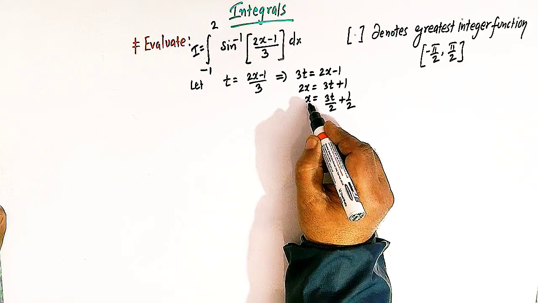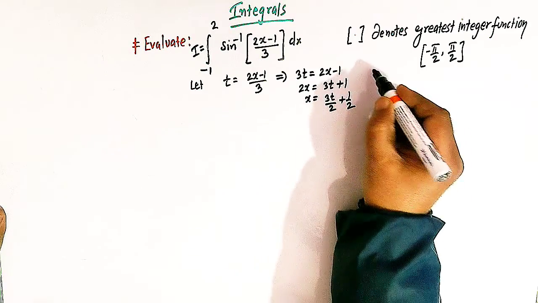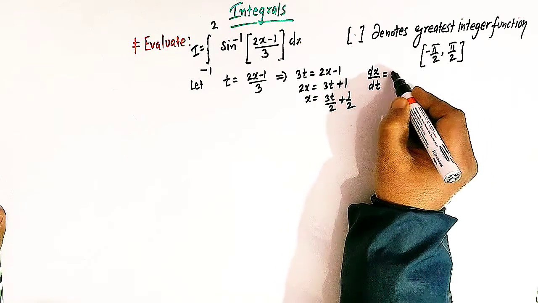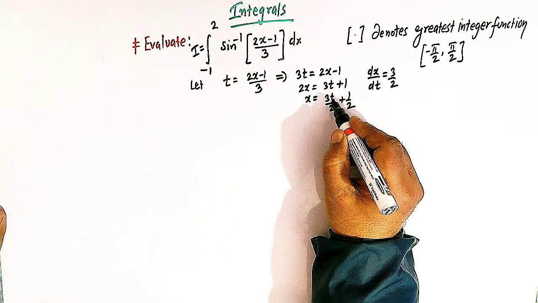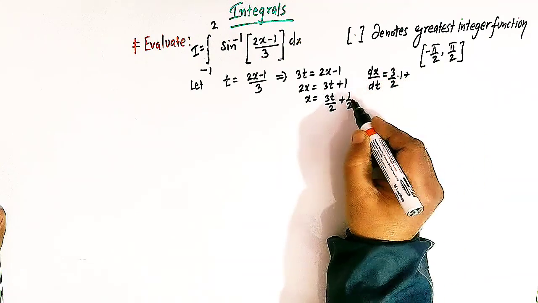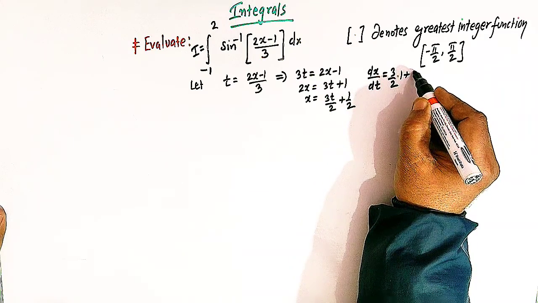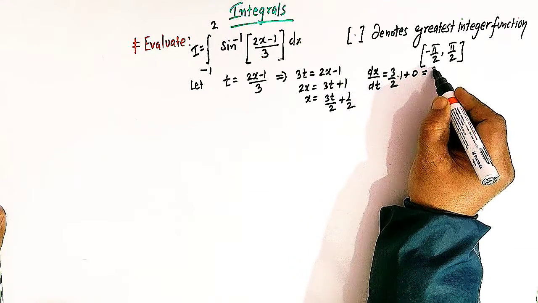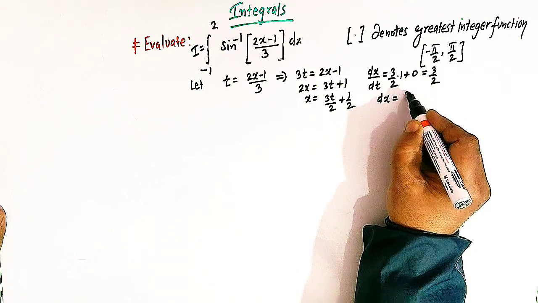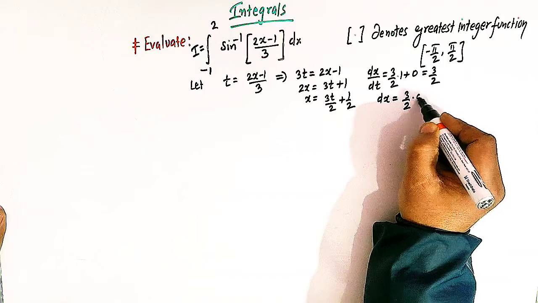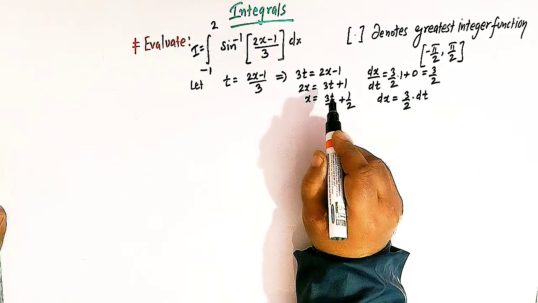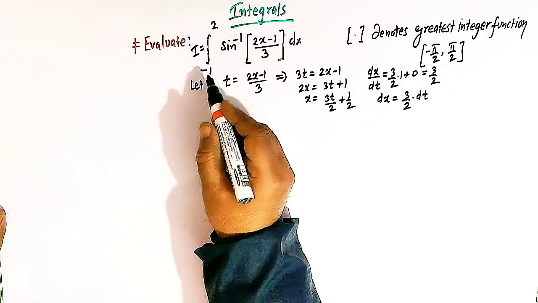Now let us differentiate x with respect to t. So we have dx/dt is equal to 3/2, because the derivative of t with respect to t is 1 and the derivative of 1/2 is 0. So we have simply 3/2, so that dx is equal to 3/2 times dt. Okay, now let us change the limits.